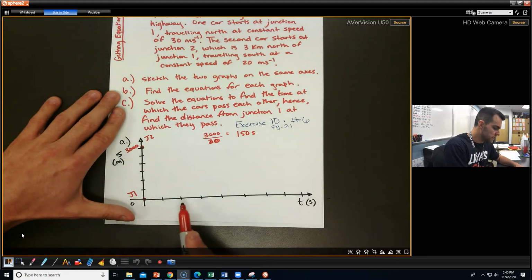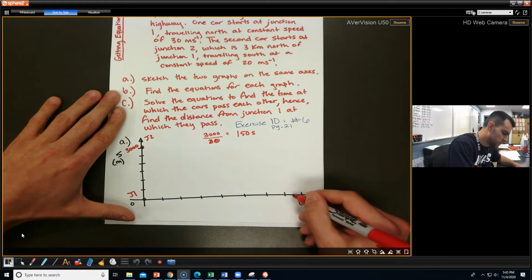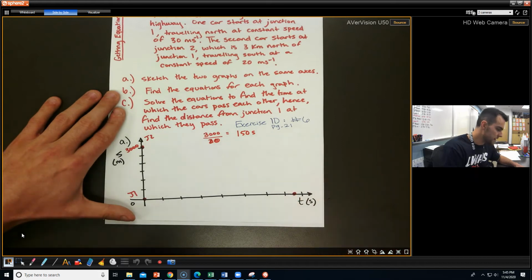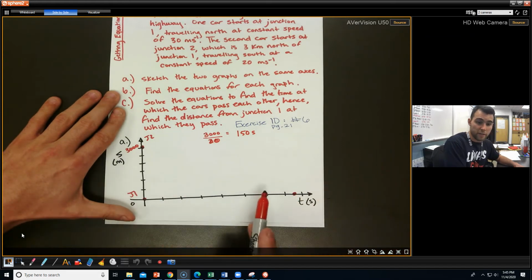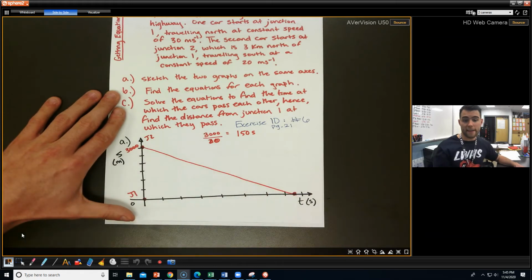So let's start with 20: 20, 40, 60, 80, 100, 120, 140, 160. So 150 is sandwiched right there. And I know these points will be connected. That's a way I can at least represent that.